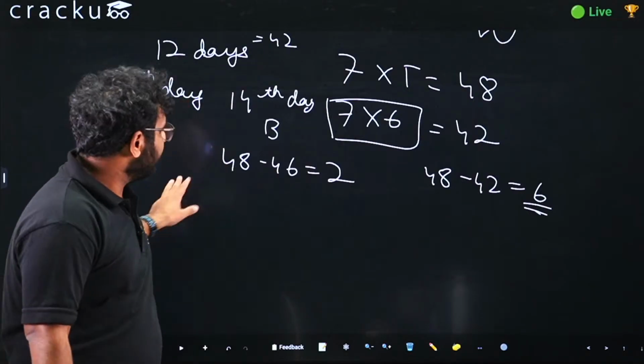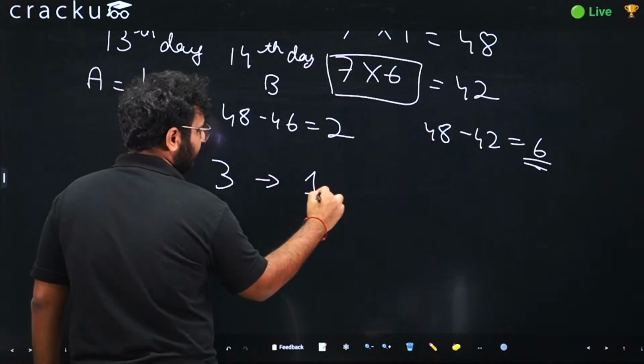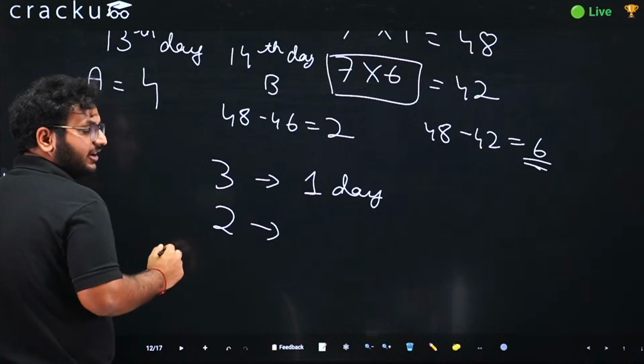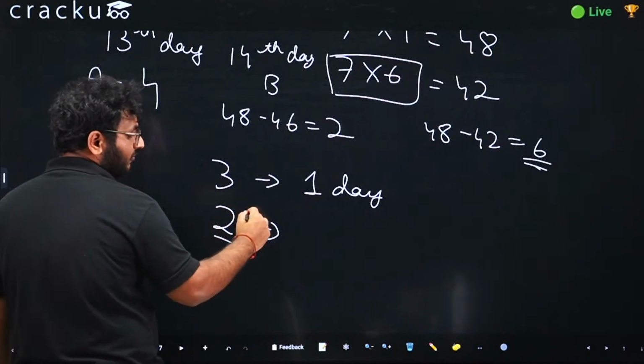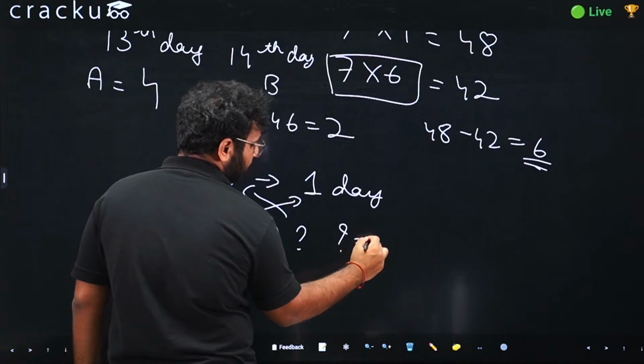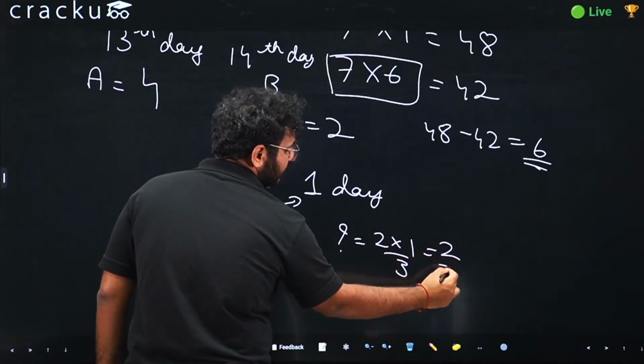2. And if B is completing 3 work in one day, so how much time will it take to complete 2 work? So it would be what? Cross multiplication. So this question mark would be equal to what? 2 into 1 by 3, which is equal to 2 by 3.